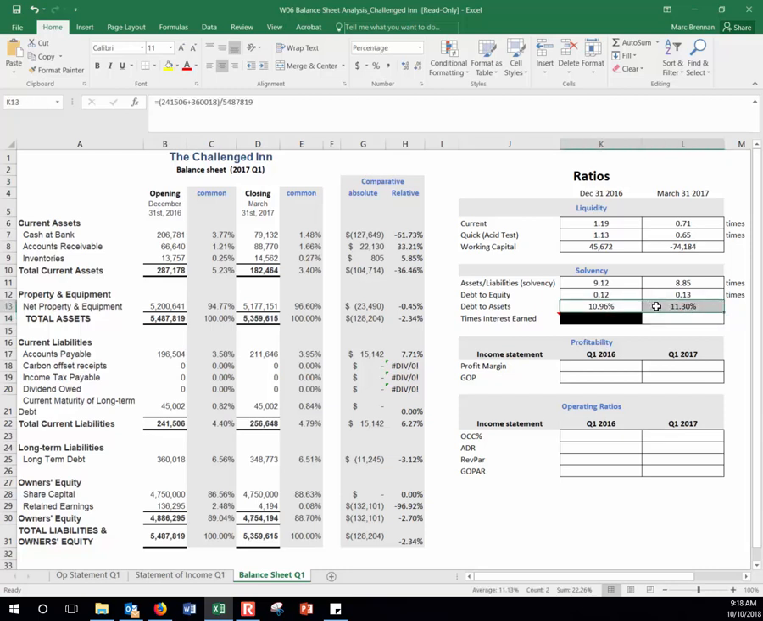Lenders want to see a lower number because it shows that you have more money into it, so you don't have too much debt. Okay? They're happy with lower numbers. Owners and investors want to see this number a bit higher.